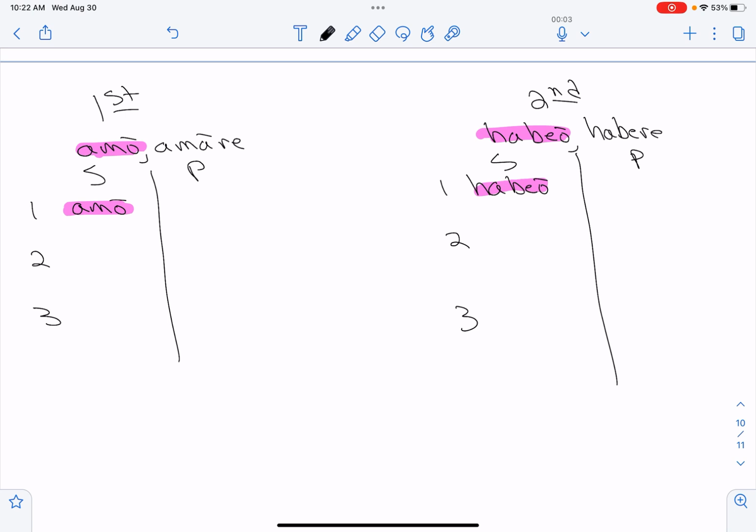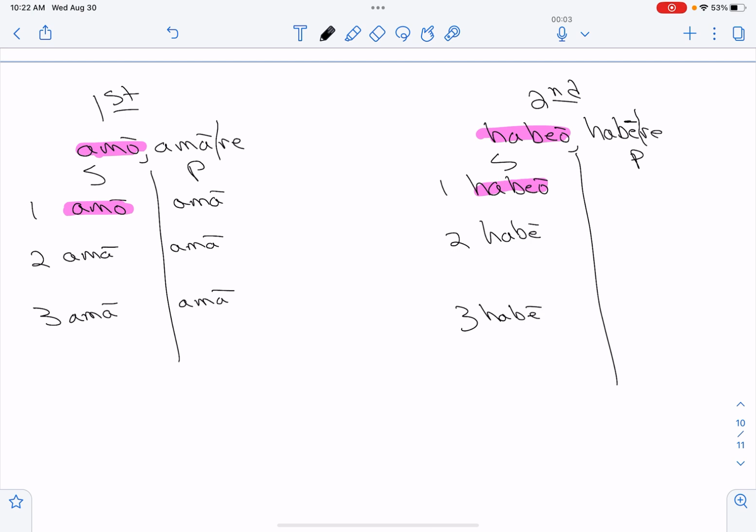Okay? Then the next thing you do is you're going to write the stem. So you're going to write ama 5 more times. And in this case, I'm sorry, I didn't give you this macron because I was being lazy because I told you it was second conjugation. So here you're going to write habe with the long mark 5 times.